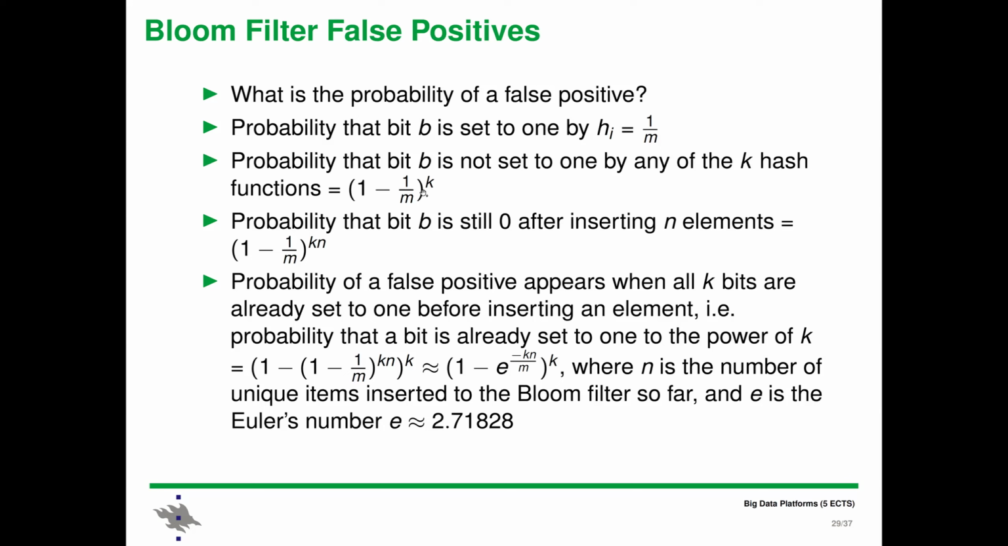And then if we insert n elements, the probability that a particular bit is still 0 is just the previous probability to the power of n.